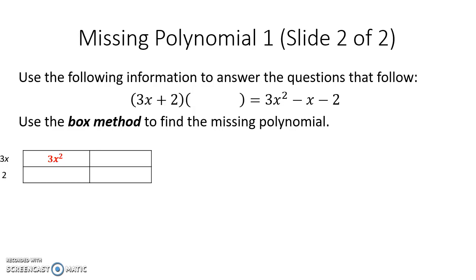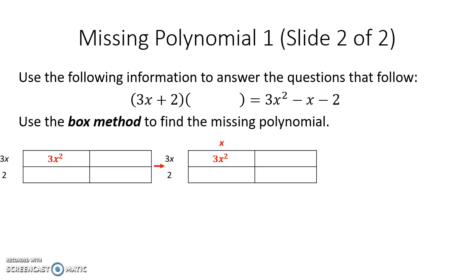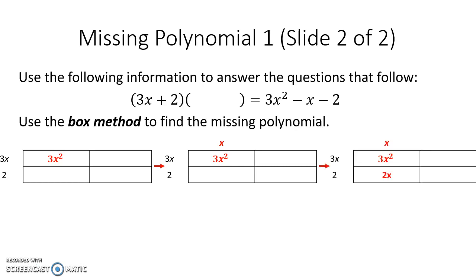Now I would be tempted to put -2 in the bottom right box, but I'm going to ask you not to do that. Pretend that you don't know that these two numbers have to multiply to give you -2, because you'll see later on that it doesn't always work. So we'll just pretend we know 3x squared. If I know 3x squared, I know that the top left has to be x, because 3x times x gives me 3x squared. And then I could just multiply back down that first column to get 2x, because 2 times x is 2x.